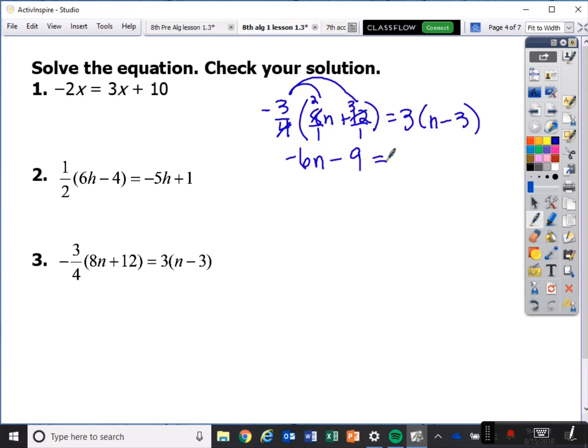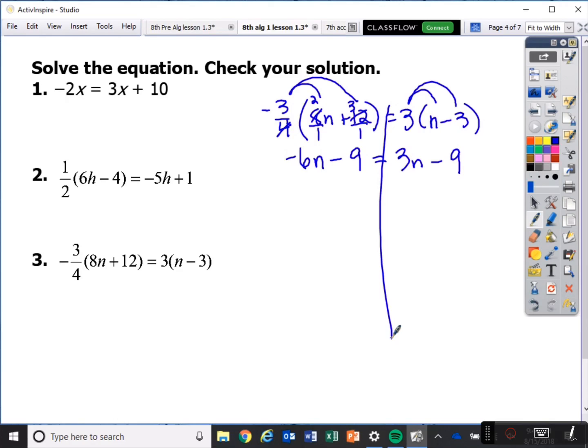Equals 3 times n is 3n. 3 times -3 is -9. Alright, what's the issue now? The variables are on different sides. Are there whole numbers on both sides? Yes. So I'm going to move which n?